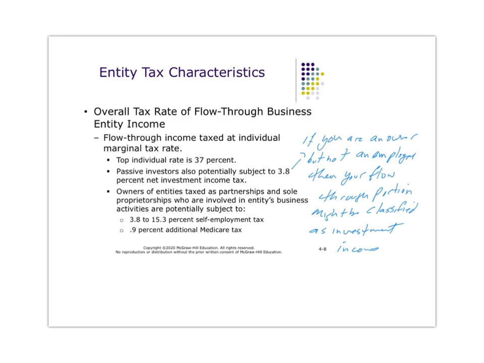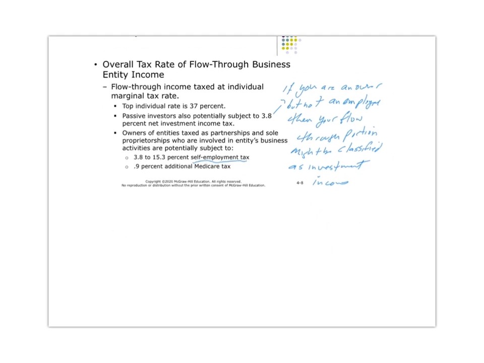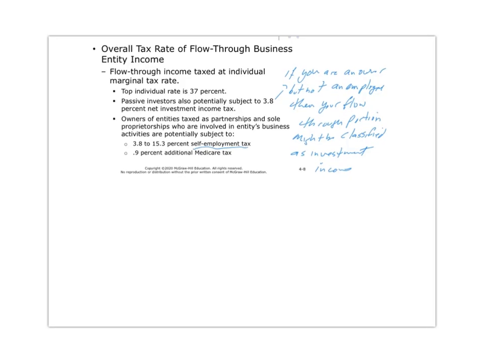If you're involved in the entity's business activities, so you're one of the partners of the partnership, but you also are doing the work of the partnership, then you're going to be concerned with self-employment tax, or this 0.9% additional Medicare tax. There are a couple of things that we need to talk about, kind of a review from self-employment. So let's talk about self-employment taxes just a minute.